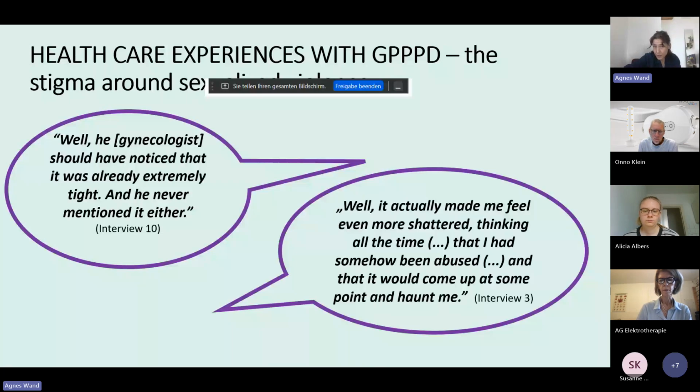But on the other hand, in this quote: "It actually made me feel even more shattered, thinking all the time that I had somehow been abused and that it would come up at some point and haunt me." This quote is by an interviewee who experienced that healthcare providers exclusively connected their problem to sexualized violence. But this person had no memory of anything like that and started to question their biographical memory, which of course put a lot of stress on them.